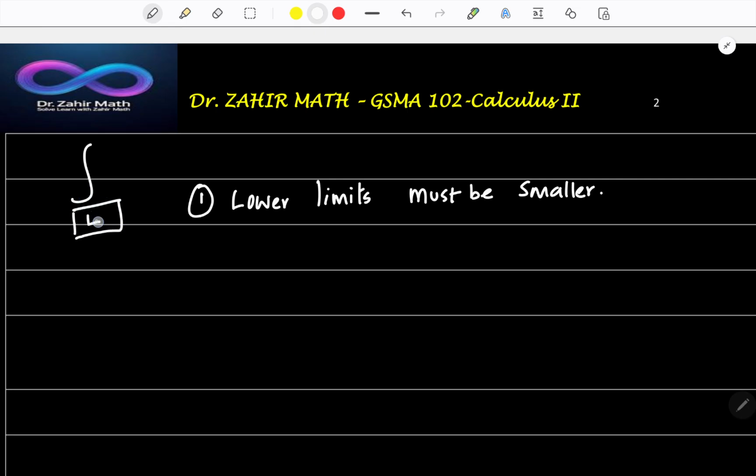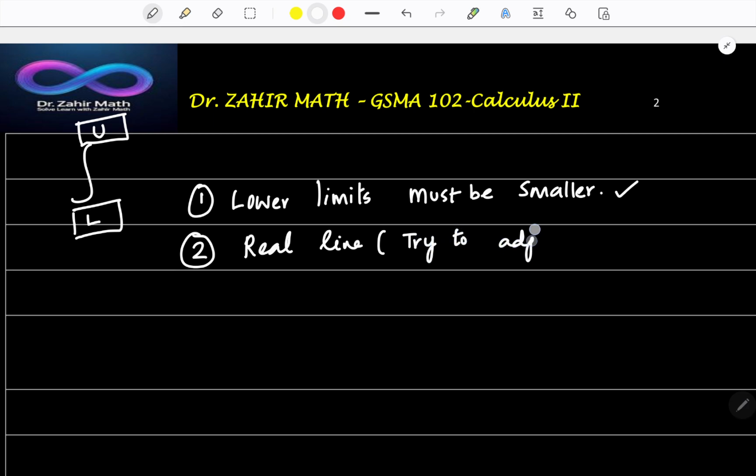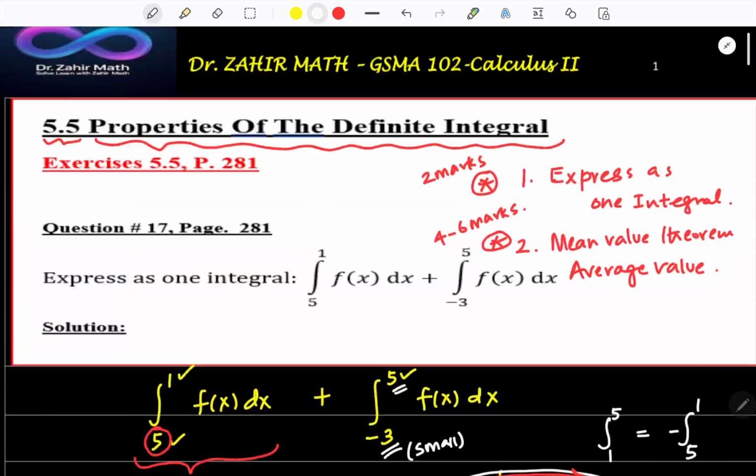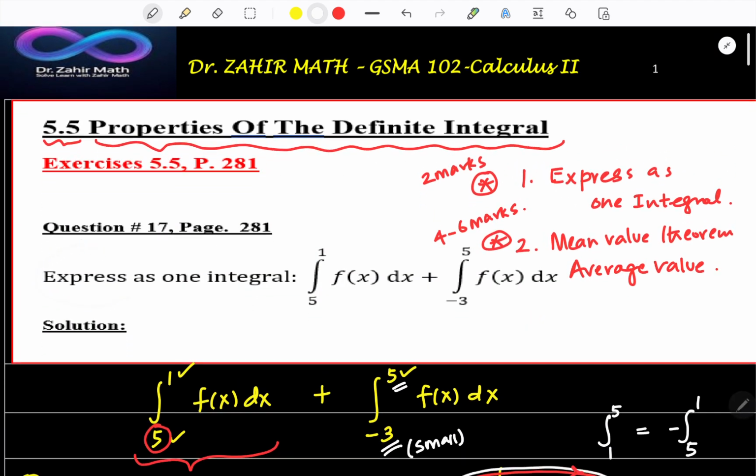This is called the lower limit and this is called the upper limit. The lower limit must be smaller. And the second thing: if the problem cannot be completed in this step, what do we need to do? Draw the real line and try to adjust the steps. If you follow these two steps, you can definitely express these 2 integrals.